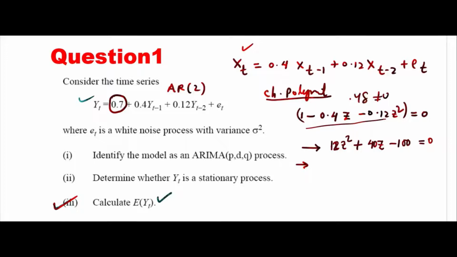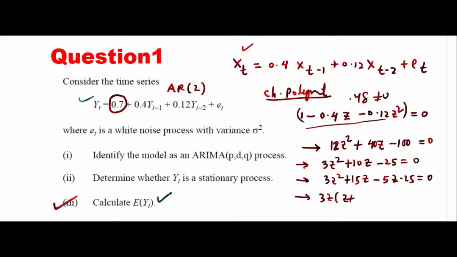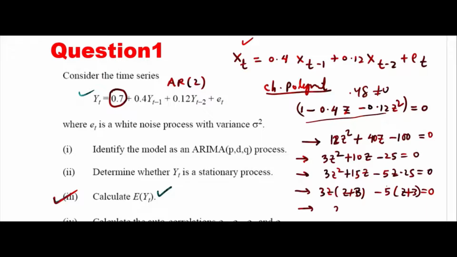So then I can take 4 common: 3Z square plus 10Z, okay. So 4 minus 25 is equal to 0. So 25 multiplied by 3, 5 into 3, 15. So I can write this way: plus 15Z minus 5Z minus 25 is equal to 0. Then what will happen? 3Z, Z plus 5, minus 5, Z plus 5, is equal to 0. Okay, this is a quadratic equation. Anyway, you will be able to get the answer.